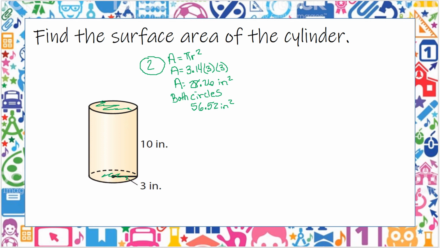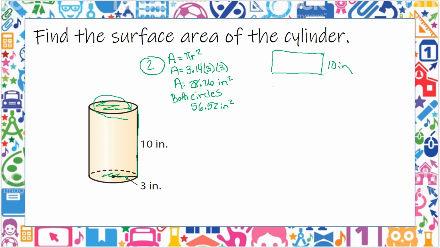Now we got to find this big piece that covers the whole side. So it wraps from here all the way around and back around to there. So this big rectangle is 10 inches high, but it has to go all the way around the circumference of that circle.